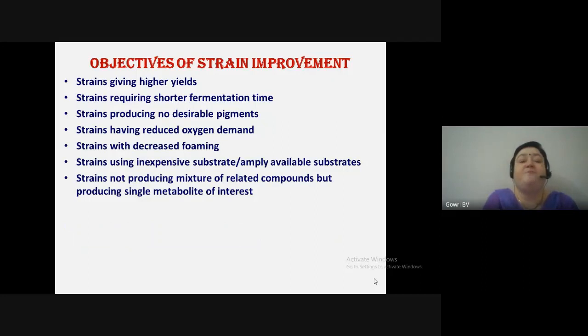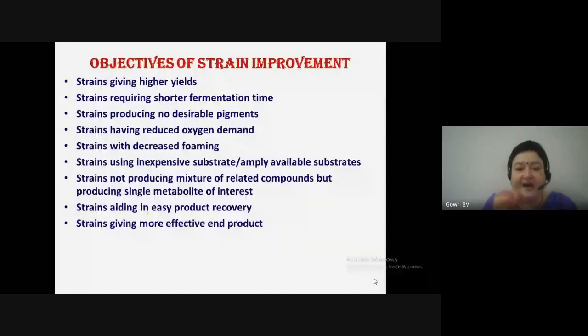Strains not producing a mixture of related compounds but producing a single metabolite of interest. In case it is biochemically producing a mixture of compounds, recovery and downstream processing will become very difficult. So strains should not produce a mixture of related compounds, but should produce the single metabolite of our interest. Strains aiding in easy product recovery, of course. Strains giving more effective end products. The product that it gives should have its purpose.